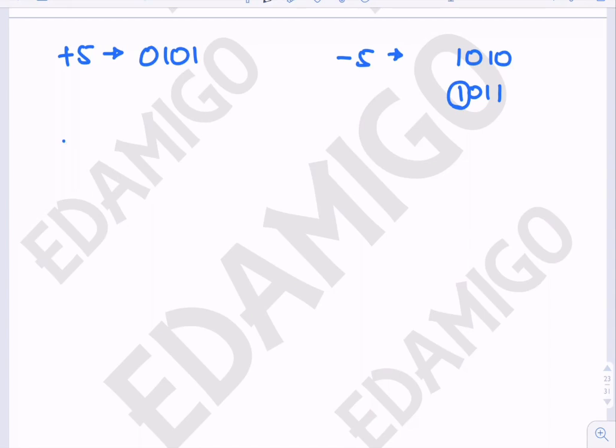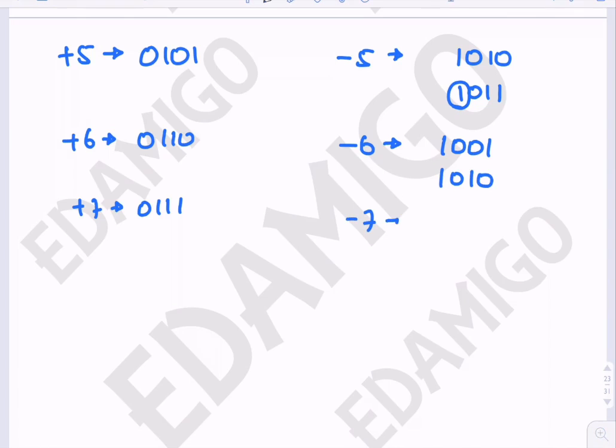Similarly we can write plus 6, which we know is 0110. So minus 6, first complemented 1001 and then add 1, so it is 1010. Similarly plus 7 is 0111, minus 7 complemented 1000, so 1001 will be the 2's complement, and this is the sign bit.